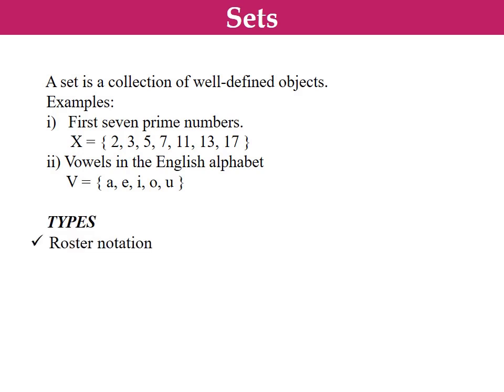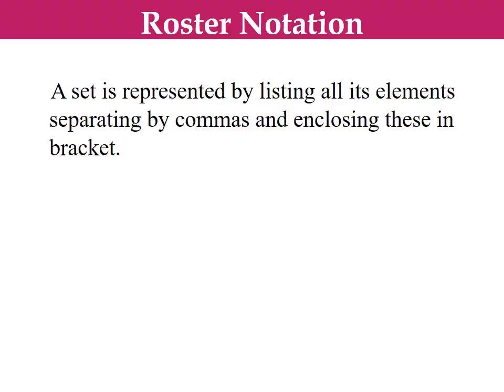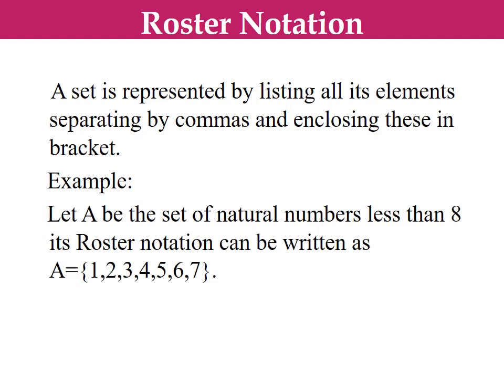Types of sets. Instead of types we may use notations: first one is roster notation, and second one is set builder notation, right? First of all, what is roster notation? A set is represented by listing all its elements, separated by commas, and enclosing these in brackets. For example, let A be the set of natural numbers less than 8. How to write this in roster format? A is equal to the set of all 1, 2, 3, 4, 5, 6, 7. It is very simple. You write the numbers separated by commas. This is roster notation.